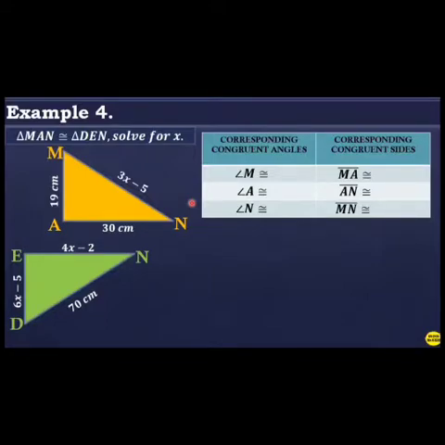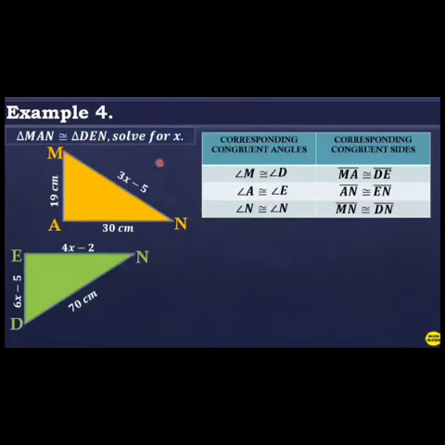So, angle M is congruent to angle D. Angle A is congruent to angle E. And angle N is congruent to angle N. So, this is by reflexive property of congruence. Next, we have MA is congruent to, so yung first two, DE. AN is congruent to EN. And MN is congruent to DN. Okay. Actually dito, pwede mo siyang i-check talaga dito sa mismong congruent statement. Okay? Kung paano yung arrangement, yun yung correspondence.